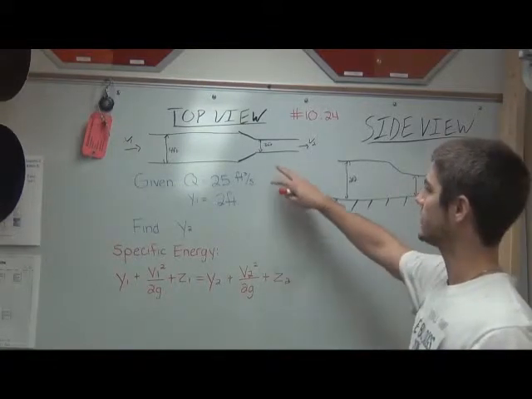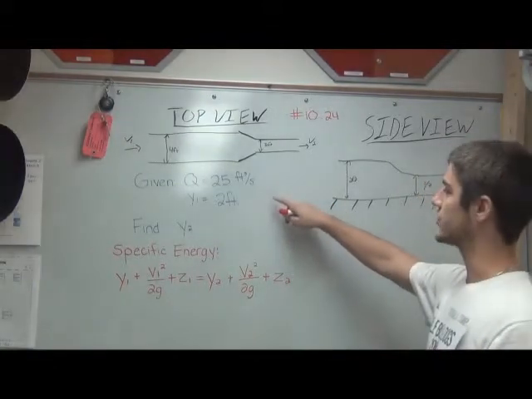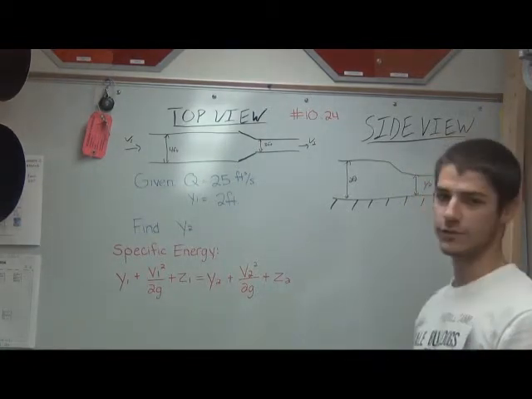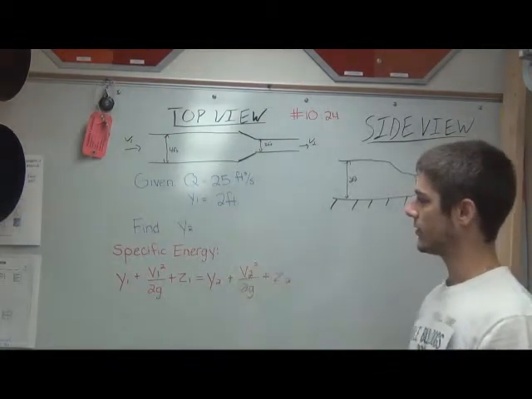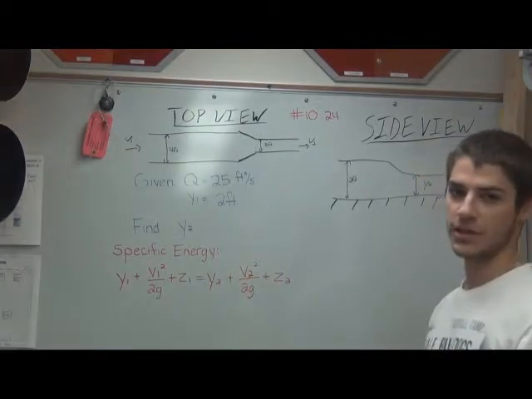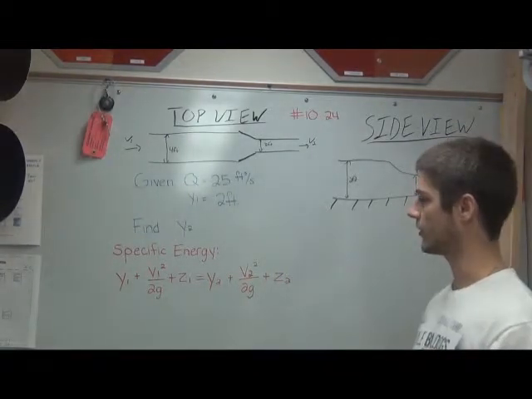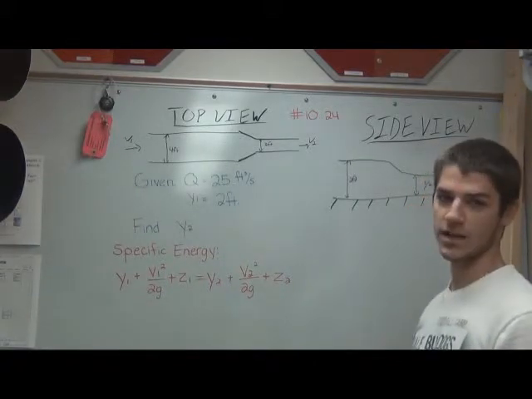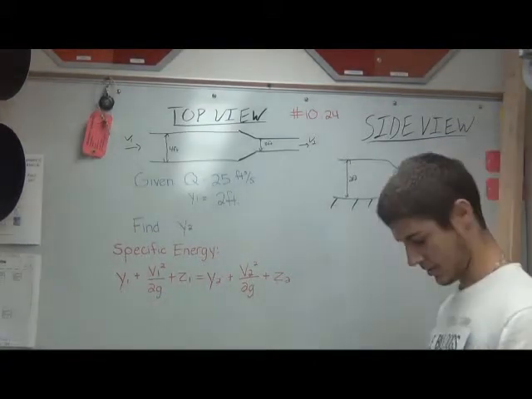We're given the dimensions of the channel, as well as the flow rate, which is 25 feet cubed per second, and Y1 is 2 feet. We need to find Y2. So we're going to start out with the specific energy equation, which is Y1 plus V1 squared over 2G plus Z1, and then the same on the right side, but just with subscript 2's.